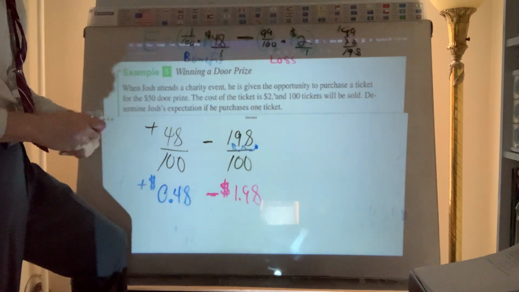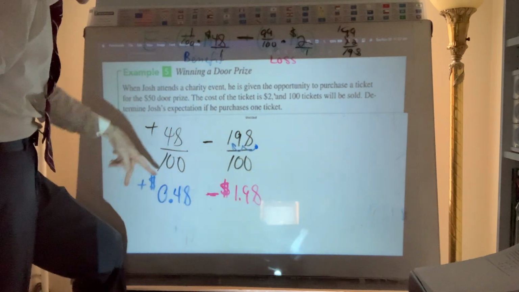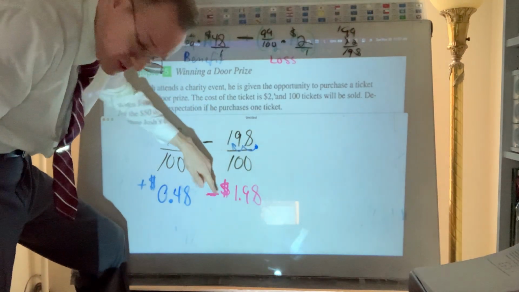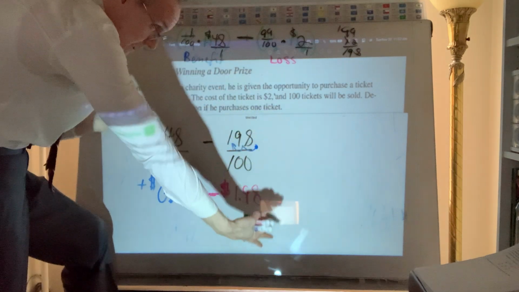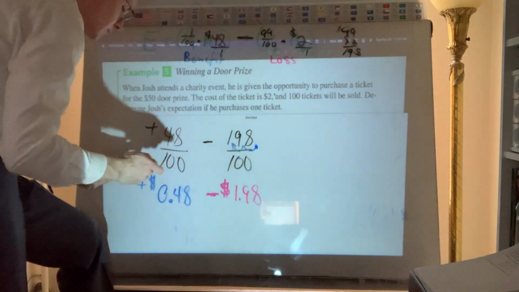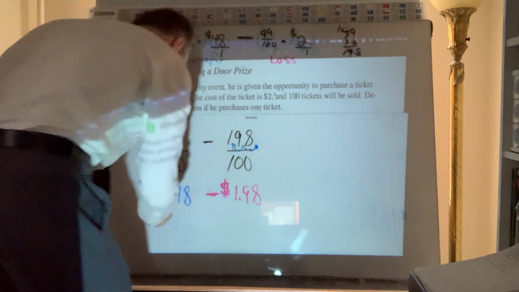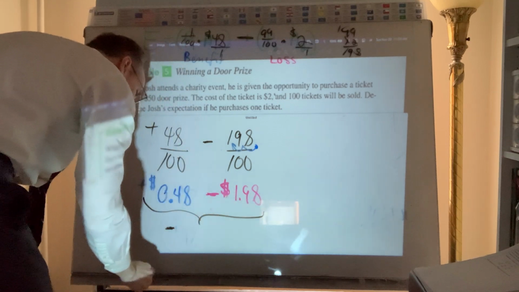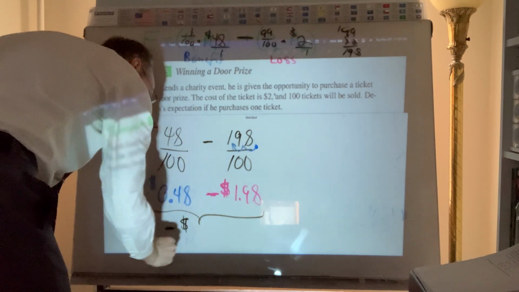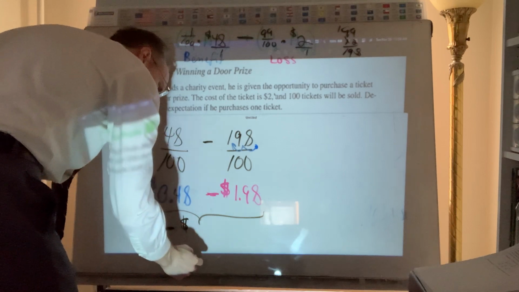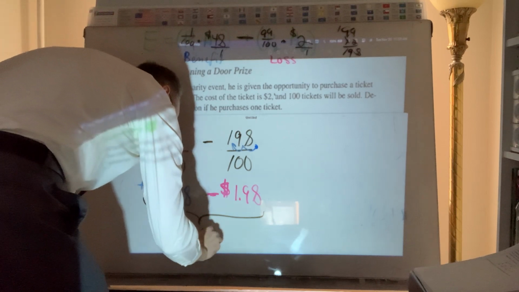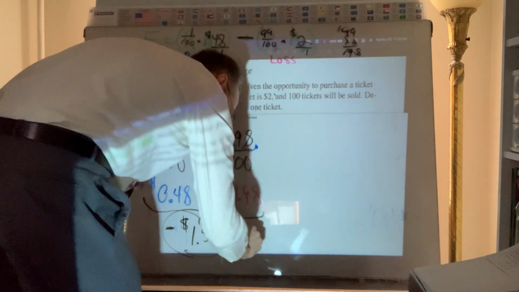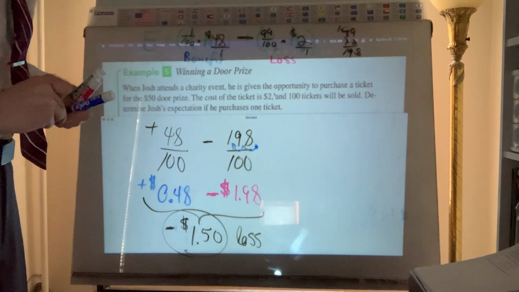Now, if you subtract these, because you have a larger magnitude that is essentially negative in this case, you're going to have a disadvantage if you play the game. So, what does it end up being net? Negative $1.58 it should be. $1.50 rather. So this is a loss in this case.